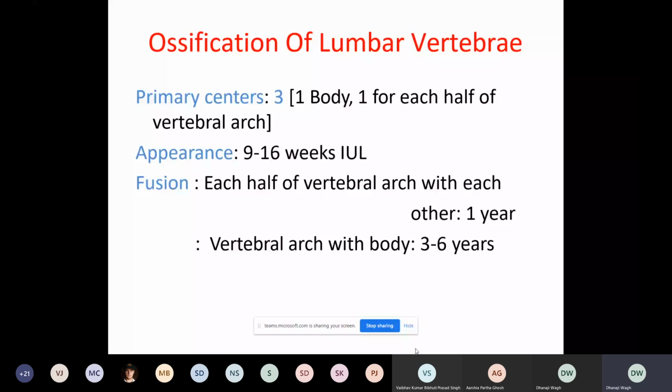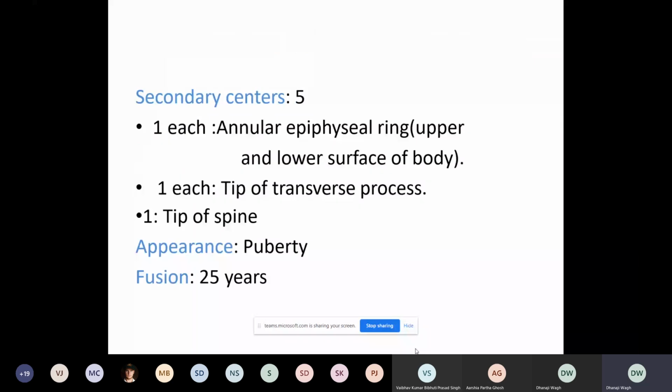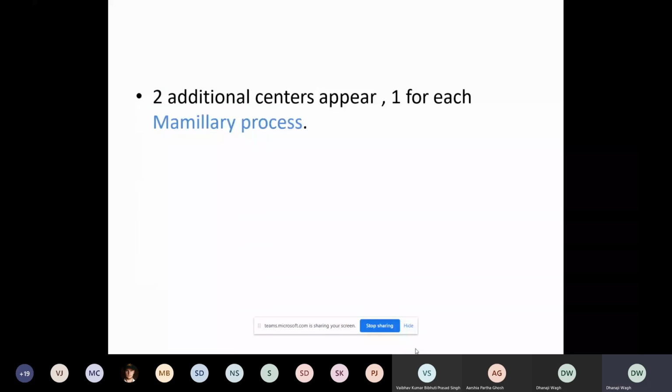So what about the ossification of the vertebra? It has three primary centers: one for the body, and one for each half of the vertebral arch. Appearance is between the 9th and 16th weeks of intrauterine life, and each half of the vertebral arch fuses with the other at 1 year, and the vertebral arch with the body at 3 to 6 years. Secondary centers are 5: annular epiphyseal rings on the upper and lower surface of the body, 1 each at the tip of the transverse processes, and 1 at the tip of the spine. Appearance is at puberty and they fuse at 25 years. Additional centers appear, 1 for each mammillary process.